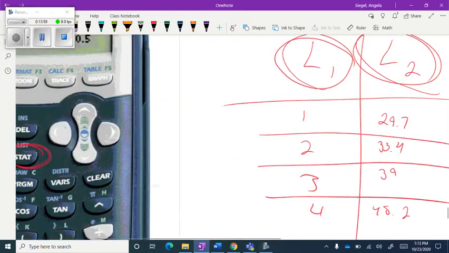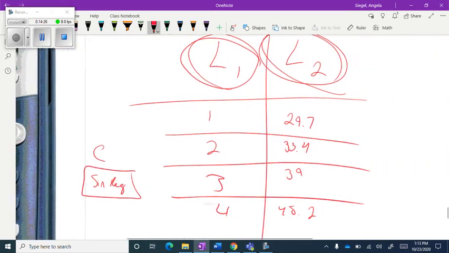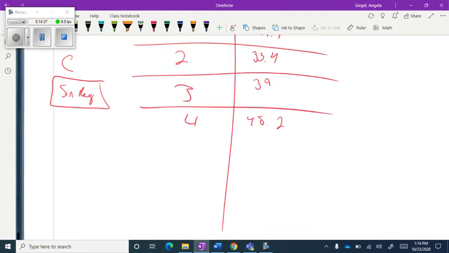You're going to go back to STAT. Instead of going to Edit, now we're going to go to CALC. Scrolling down past the numbered options, it is letter C that you're going to want to use, and this is sine regression, SinReg. This is going to help us formulate an equation for the data that we just put in. So we're going to go ahead and do that, and when it's done, I give you this.